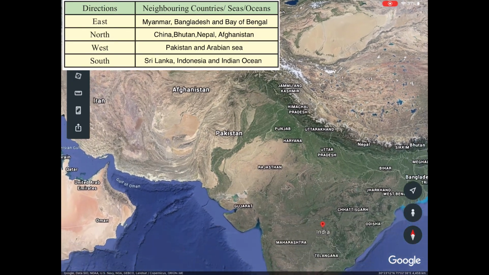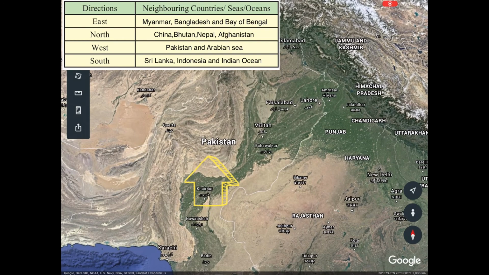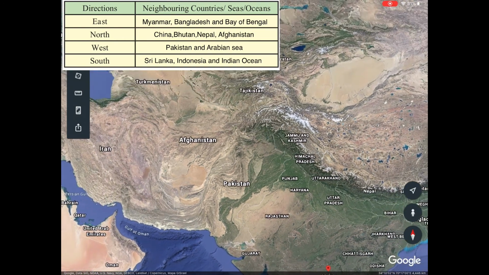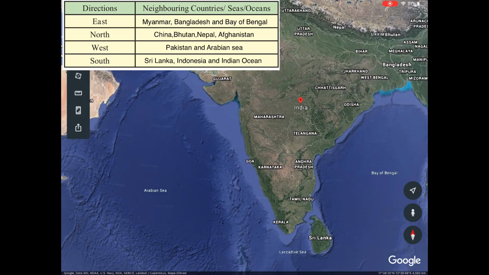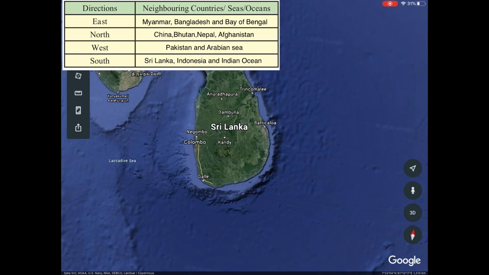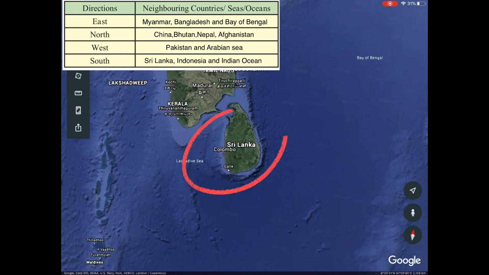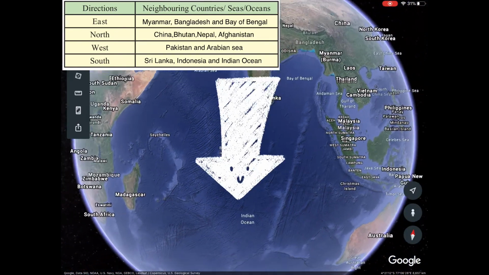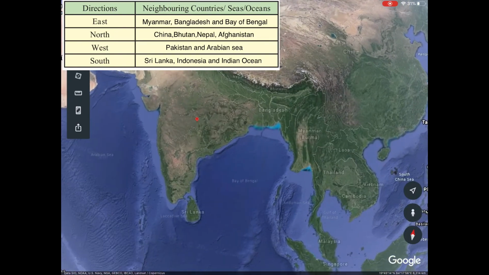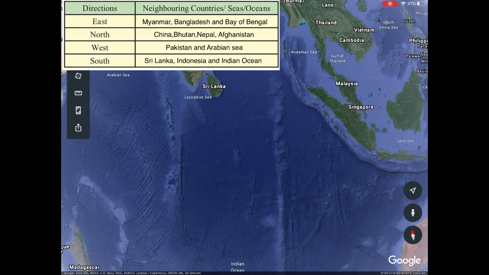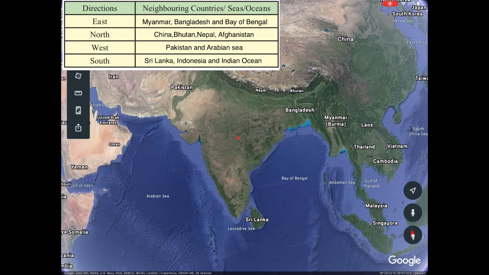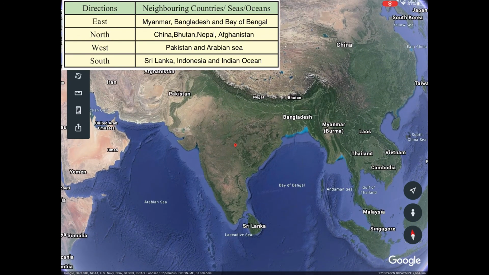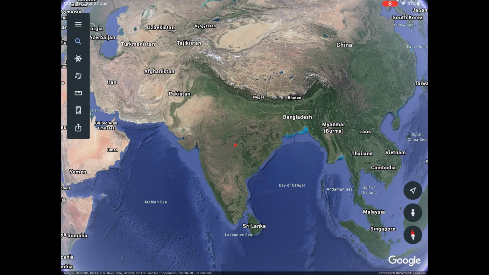Now on the west side we will see Pakistan. In the west we have Pakistan and the Arabian Sea. And in the south we have Sri Lanka and the Indian Ocean. This is our Indian Ocean, below India and Sri Lanka, as you can see over here. So these were the countries. It is visible on the screen as well.